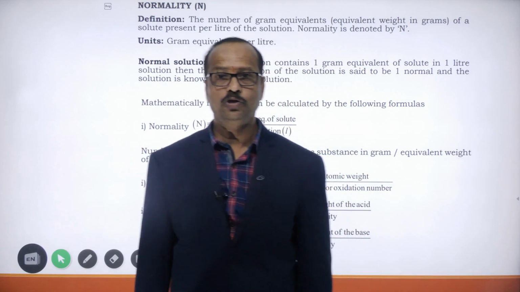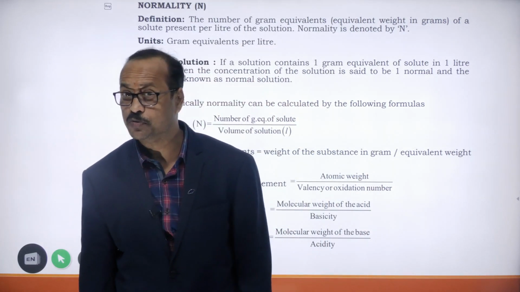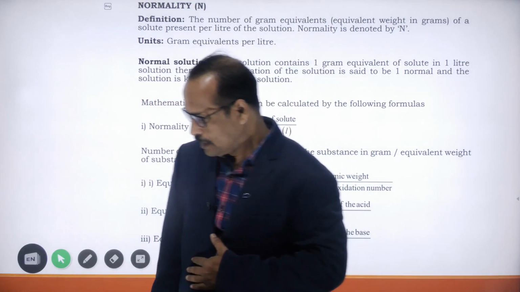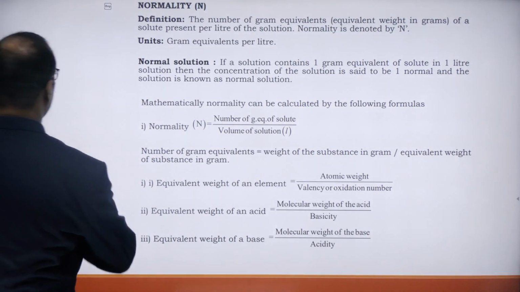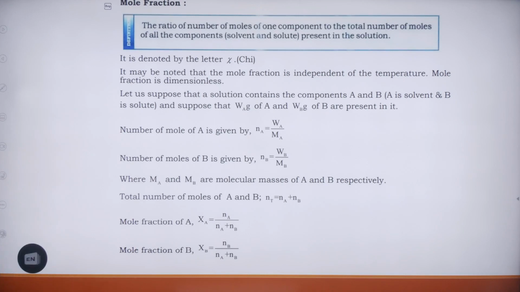So students, in the 8th class, we are doing the solution chapter in synopsis 4, and in the last class we discussed normality. Normality, definition, and problems we already discussed in the last class. Today's topic is mole fraction.